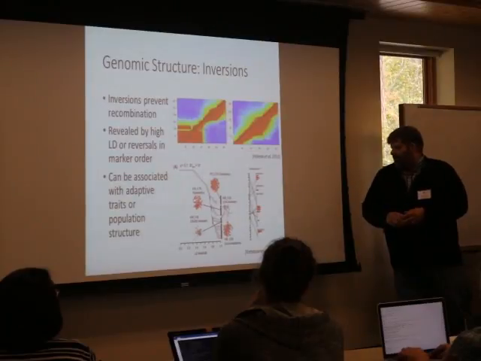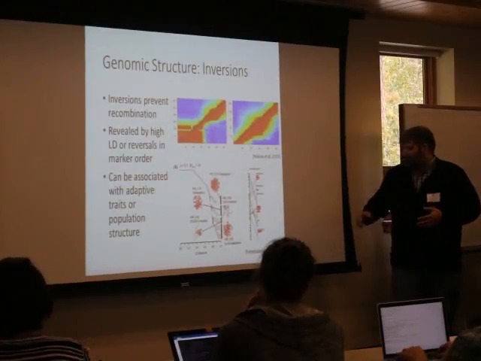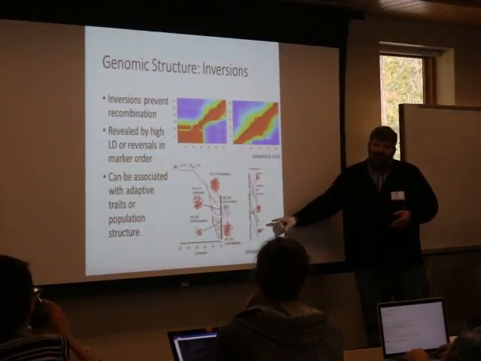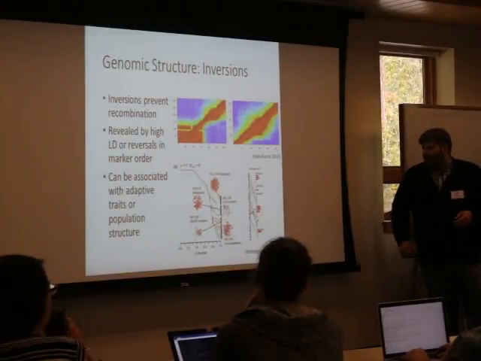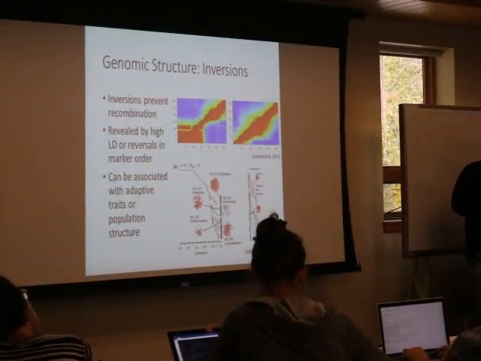This study on the bottom shows another way of looking at inversions. Here you actually see reversals in marker order when comparing genomes and maps. And this is with stickleback, and the inversions in this case were correlated with population structure.